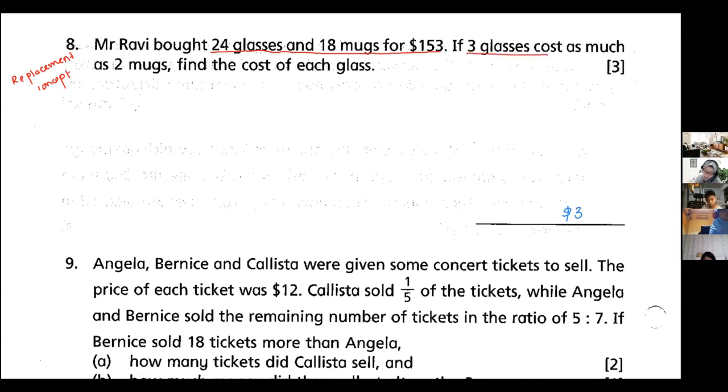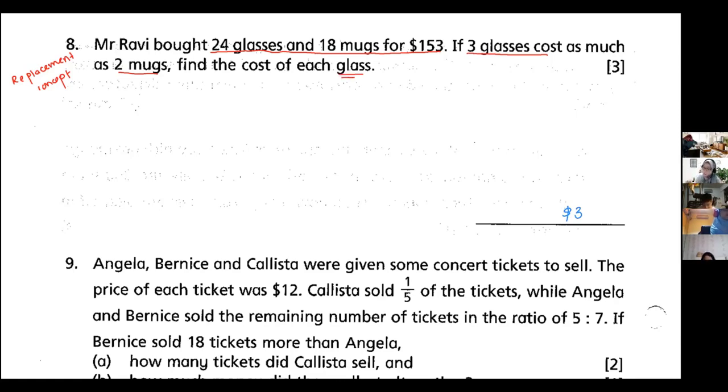3 glasses cost as much as 2 marks. At first, I know that 24 glasses plus 18 marks is 153. Then the second set of info tells me that 3 glasses is equal to 2 marks. So there are 2 sets of information here, okay? So I want to focus on getting the glass.